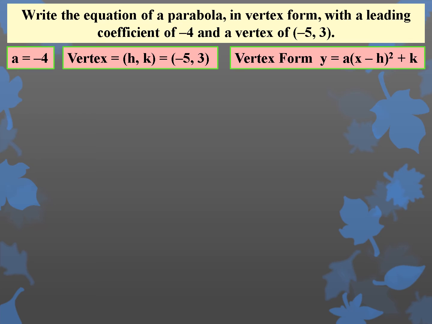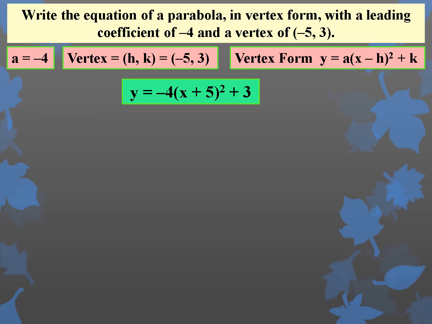So I'm going to take vertex form, and I'm going to plug in what I know for A, H, and K. So that gives me y equals negative 4 times the quantity x plus 5 squared plus 3. Now remember, it's x minus h, but my h was negative this time, so minus a negative became plus a positive. So that's what we call vertex form.